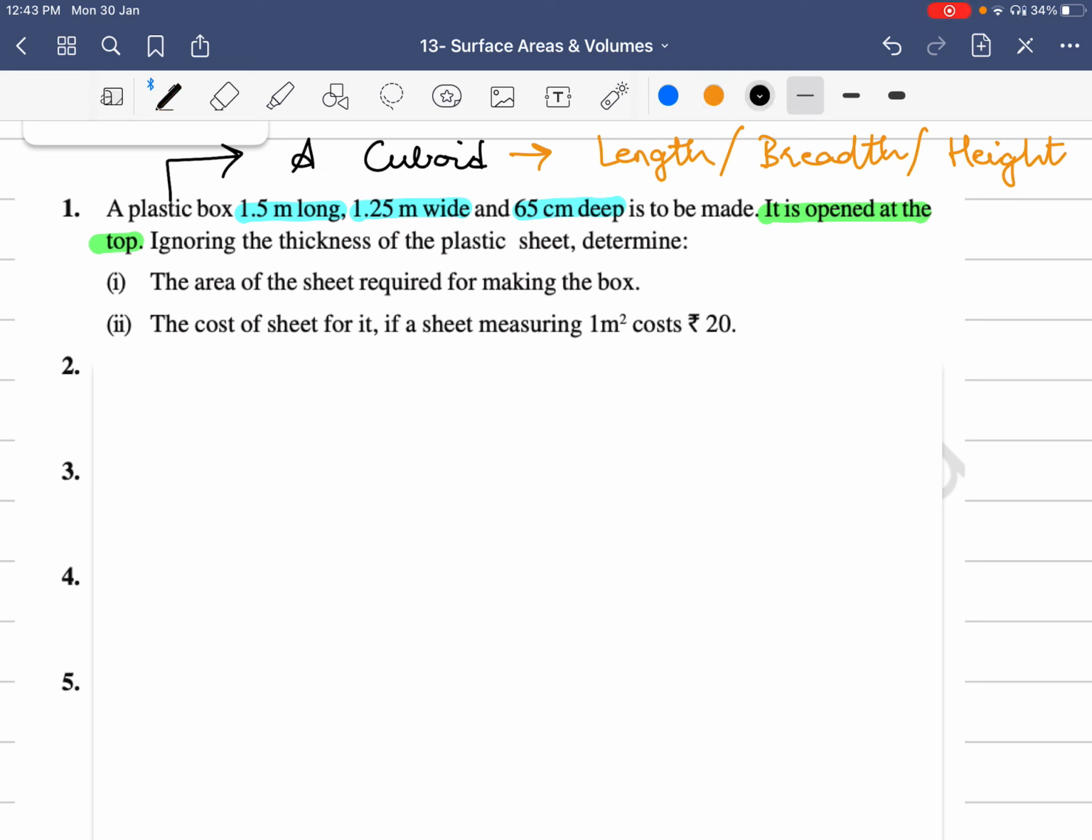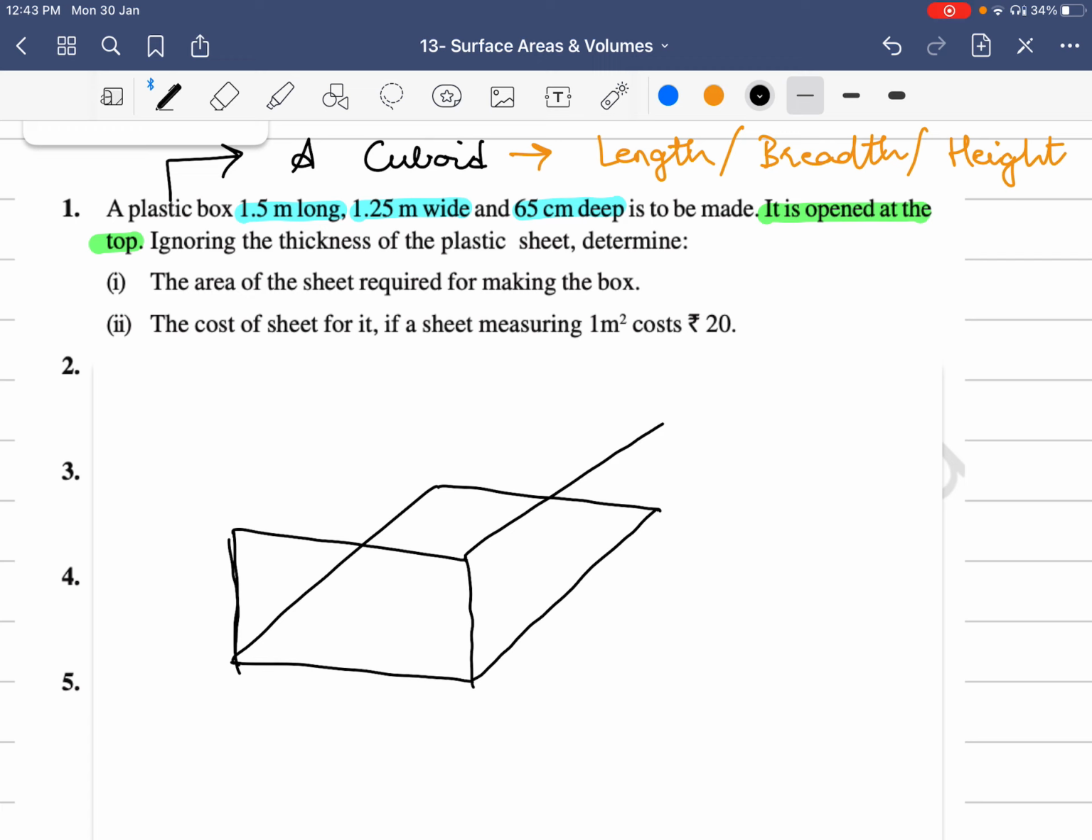Now let us try to draw this plastic box, the cuboid, with these dimensions. So let me draw this as the base of it. We all know that a cuboid has a base which is rectangular in shape, and then it will have a height. So let's try to draw height. Obviously this is not very much to scale, but still, just to help us understand the problem, we can draw it. So this is roughly how the cuboid, the plastic box, is going to look.